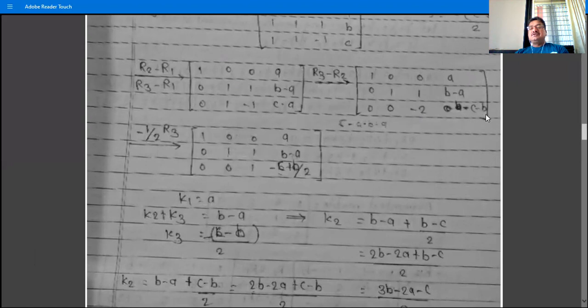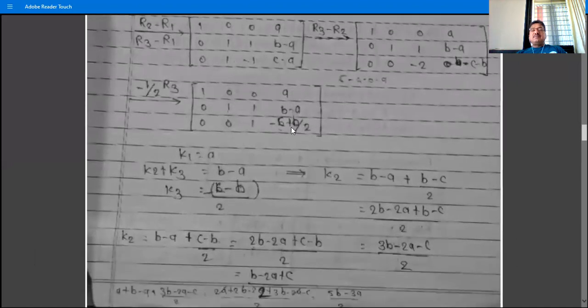Okay, minus B, C minus A, minus B plus A. So minus A plus A get cancelled. So we have C minus B as the element right here in R3. It is not R3 minus R2. So R3 is what? C minus A minus B plus A. So C minus B, right? The C minus B as the element. It is not minus C plus B. It is C minus B.